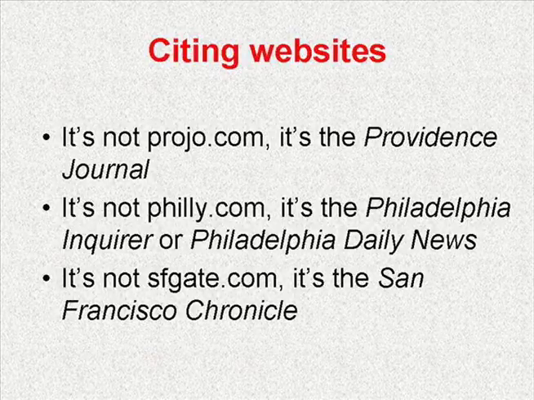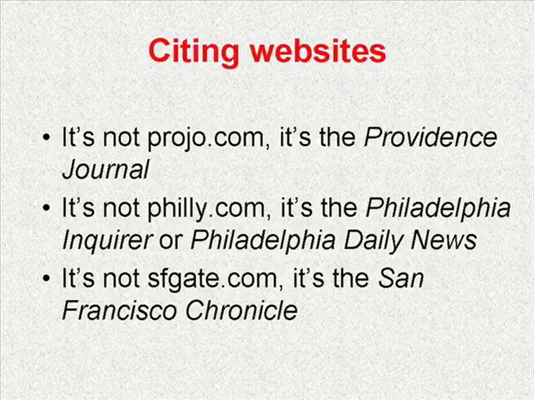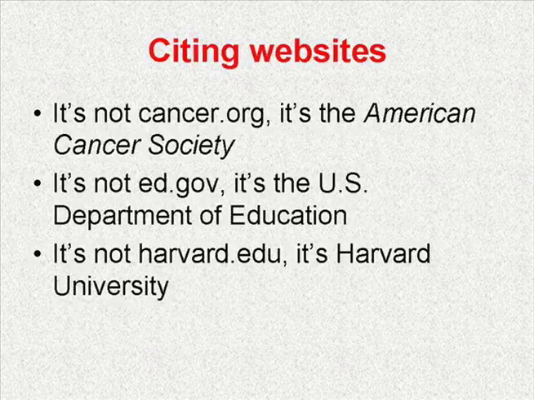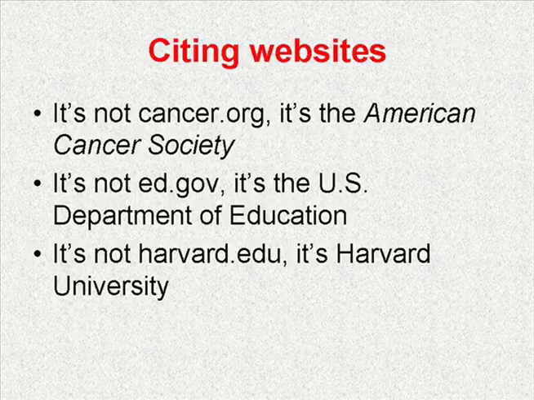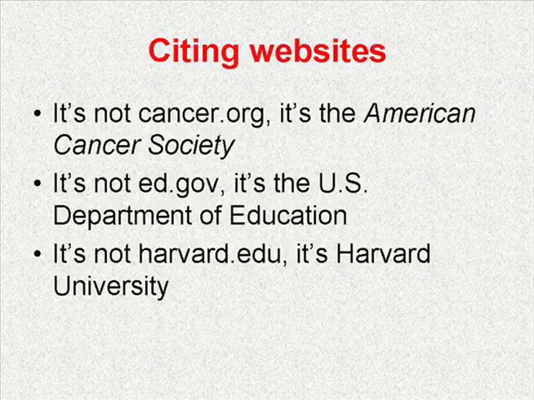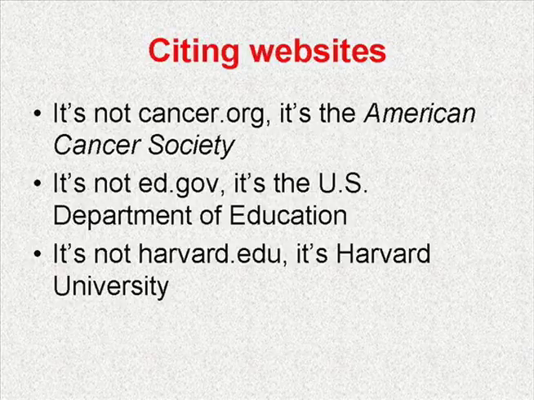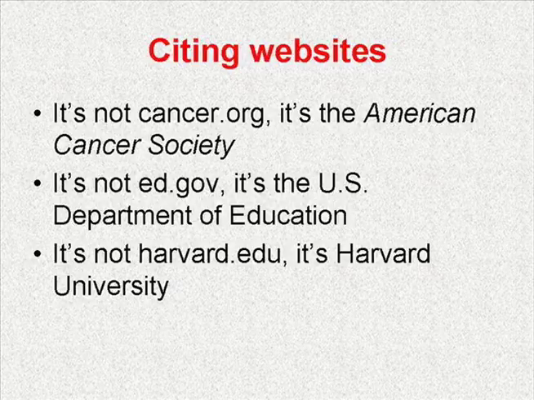And the same applies to organizations as well as the media. For example, it's not cancer.org. It's the American Cancer Society. Cancer.org is just the website or the domain name for the American Cancer Society. So if you're getting information from cancer.org, well, that came from the American Cancer Society. So you need to explain, you need to cite the American Cancer Society. If you want to be super precise, then you can say the website of the American Cancer Society, but don't say cancer.org.